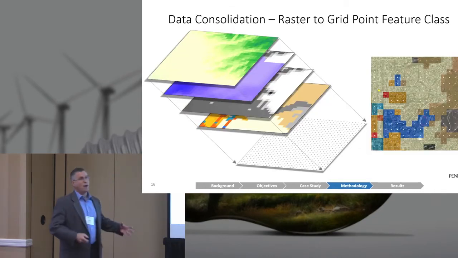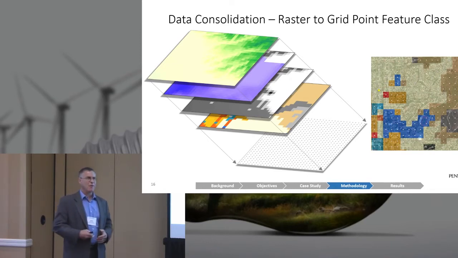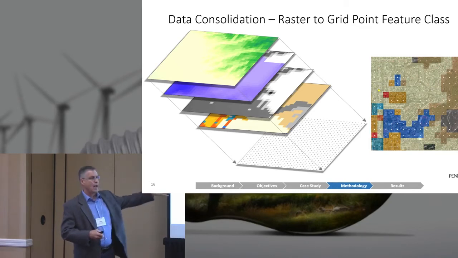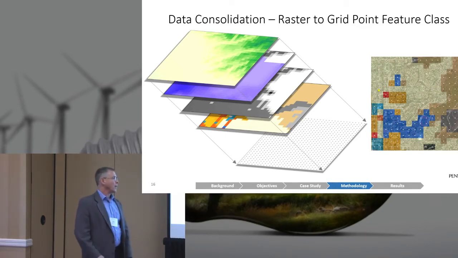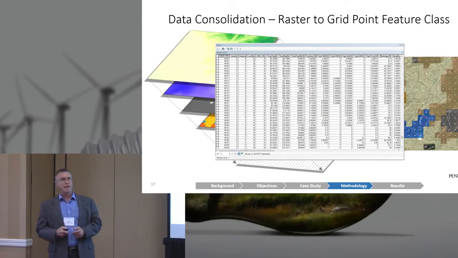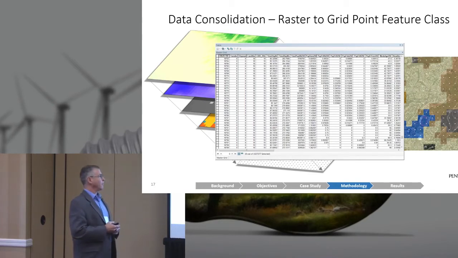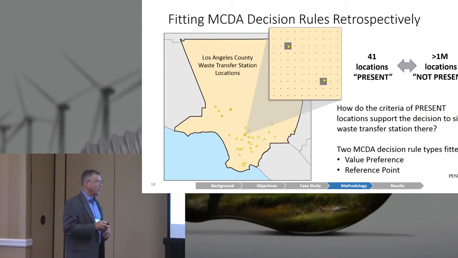Then all that criteria in multiple raster layers was collapsed down into one single large database, mechanically in GIS converting it from raster to a vector form. And the result is a large array of data with a million different cells and 27 fields.